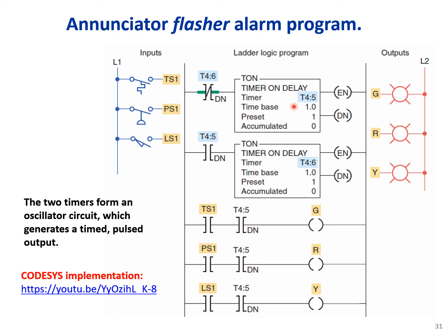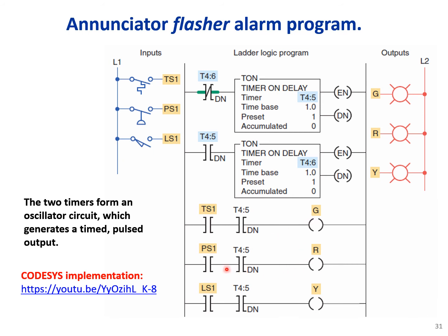So here we have two timers with both preset time of one second. So you see that we are using the negated down bit of the second timer to enable the first one, and the down bit of the first timer to enable the second one. And we have three pilot lights: green, red, and yellow.